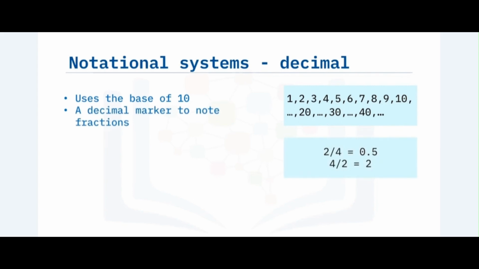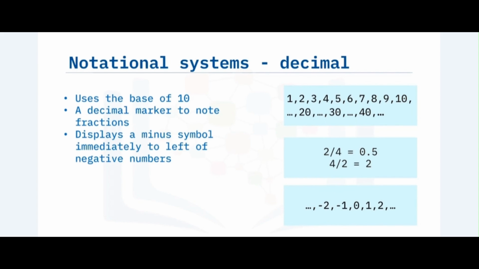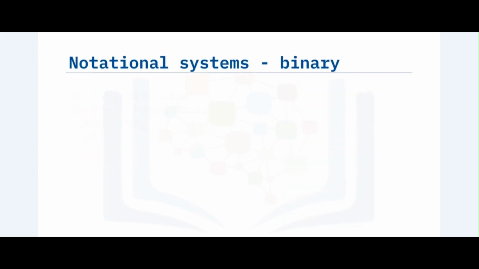Decimal notation uses a decimal mark, usually a period, which identifies the numbers to the right of the period as a fractional amount. Decimals with negative values display a minus symbol immediately left of the number.